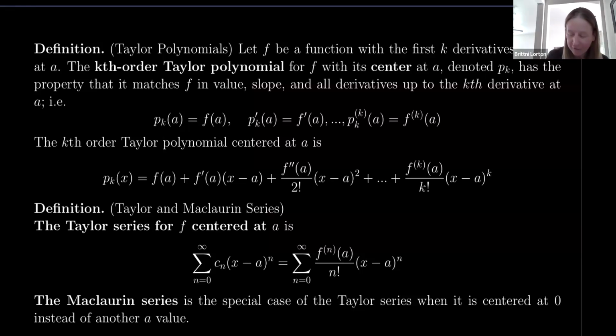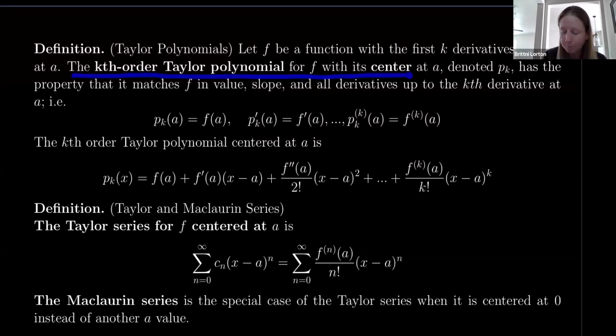So a Taylor polynomial: if f is a function with, let's say, the first k derivatives, maybe I didn't want to stop at a quadratic. Maybe I didn't want to stop at a cubic. Maybe I want to move on to the power of 9. That would be my k. The kth order Taylor polynomial for f with its center at a, denoted as p sub k, has the property that it matches f in value, slope, and all derivatives. f of a is the same as p of a. f prime of a is the same as p prime of a. f double prime of a is the same as p double prime of a, up to the kth derivative.